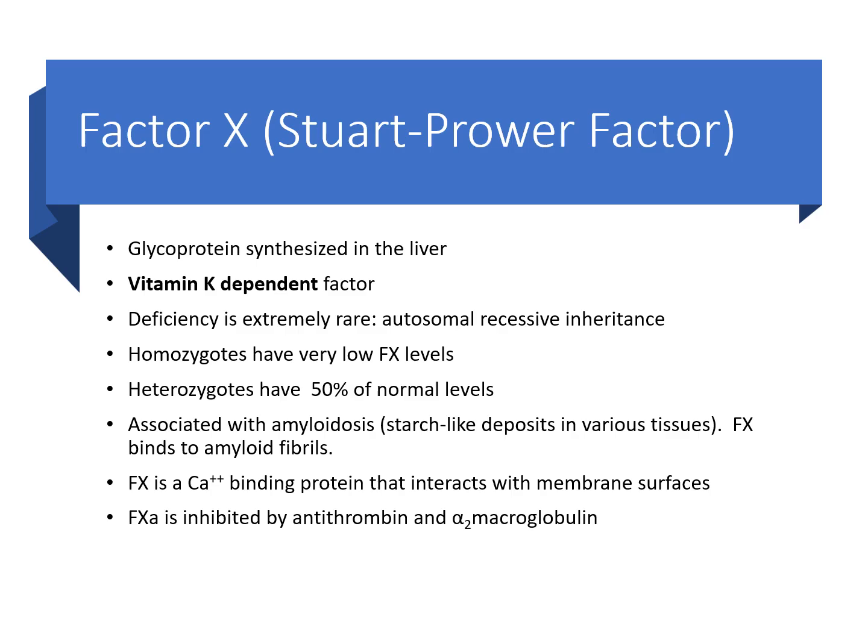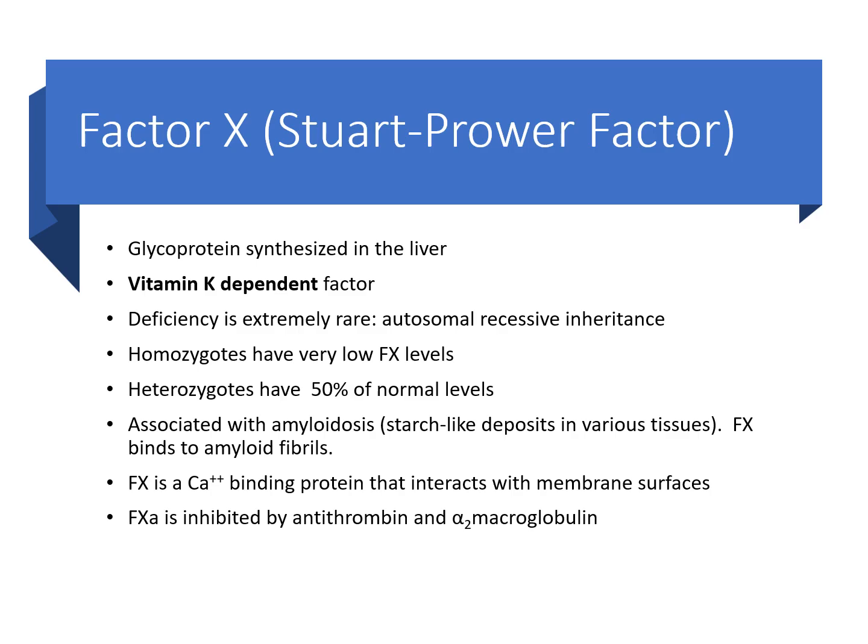Factor X, also known as Stewart-Prower factor, is a glycoprotein, again synthesized in the liver. It's also a vitamin K dependent factor, and we don't see factor X deficiencies often. They are extremely rare. It's an autosomal recessive inheritance pattern. What we find is pretty much like a 50-50 with heterozygotes. They have about 50% normal level, and of course, remember, we don't always have to have 100% activity to have normal hemostasis.